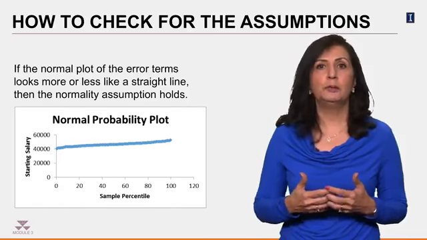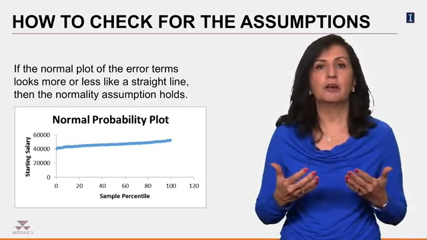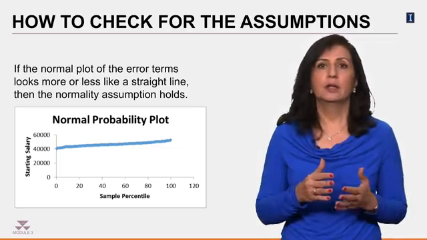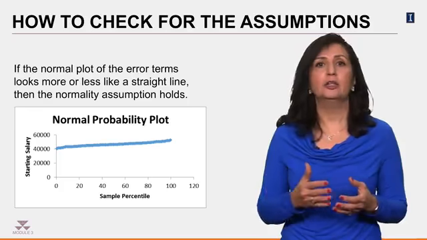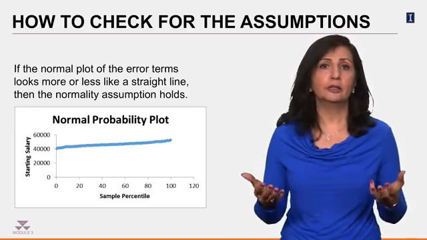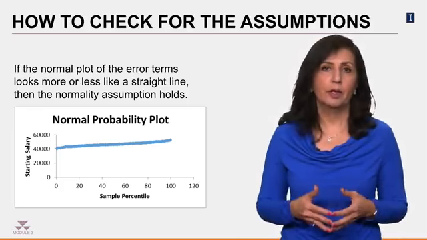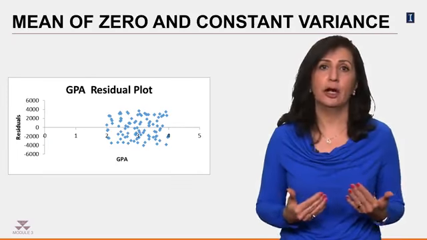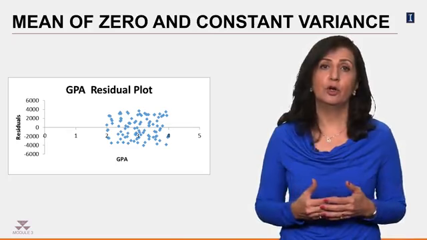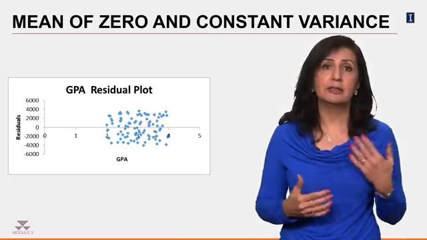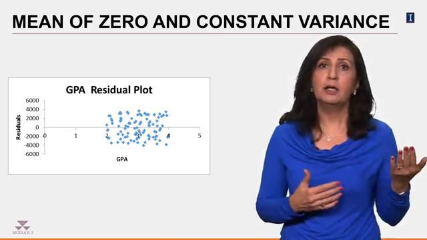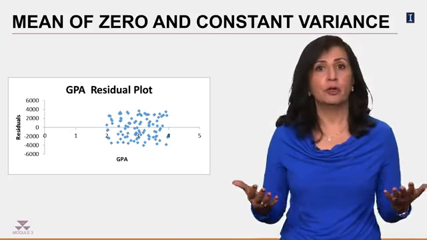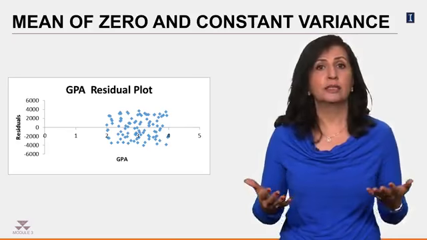Here's the normal probability plot for error terms in the effect of GPA on starting salary study I showed you in the last lesson. The error terms line up nicely and look like a straight line, so the normality assumption holds in this example. For the same example, here's the distribution of error terms around the center line, which represents a mean of 0. First, you can see that we see about the same number of error terms above and below the 0 line, which will give us an overall error of 0. So the mean of 0 assumption holds as well.